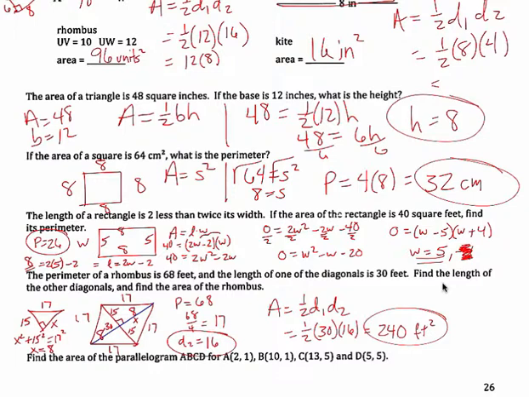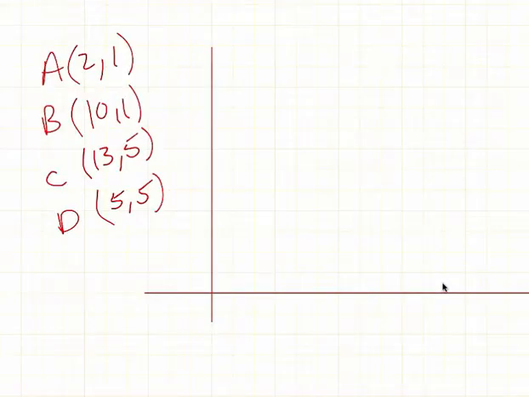On the last question, it says find the area of the parallelogram that's given by the coordinates A, B, C, and D. So let's start a new page, jot down our points, and actually plot this parallelogram out. So it says A is 2, 1. B is 10, 1, so 1, 2, 3, 4, 5, 6, 7, 8, 9, 10, 1. There's B. It says C is 13, 5, so 10, 11, 12, 13, and up 5. And then D was 5, 5.